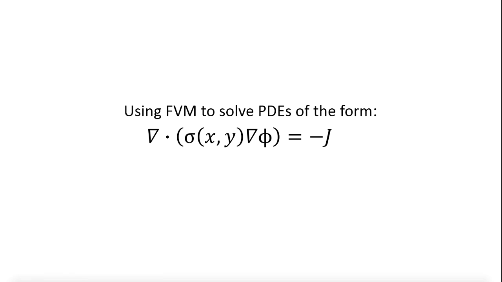Guys, so today I'm going to show you how to solve partial differential equations using the finite volume method. The partial differential equation we will use is this. We have here the conductivity times the gradient of the potential, the voltage. And here we have current density.